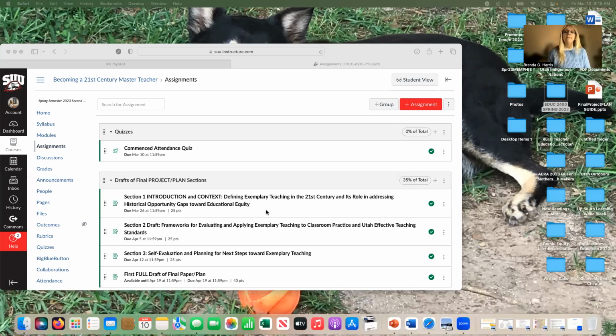And so exemplary teachers are teachers who are successful with these learners that other teachers tend to continue to fail with. In the 21st century, we're going to talk about that. What makes the 21st century different than, say, teaching in the 20th century or the 19th century, and so on. So everything that we do and everything that we read is all geared at us engaging this idea of what is exemplary teaching in the 21st century.